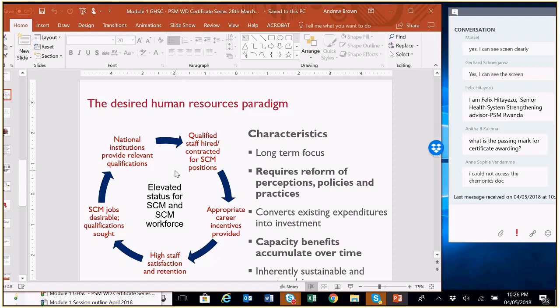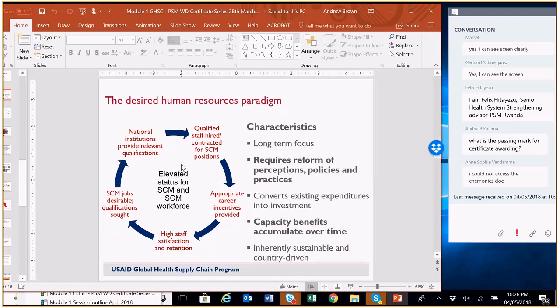Now, this is a model from People That Deliver, and welcome to Alexis, who I can see is online from People That Deliver. People That Deliver is a global initiative advocating to improve professionalization of supply chain and to improve a systematic approach to human resources. Our project does some work with them, as well as a number of people on this call.